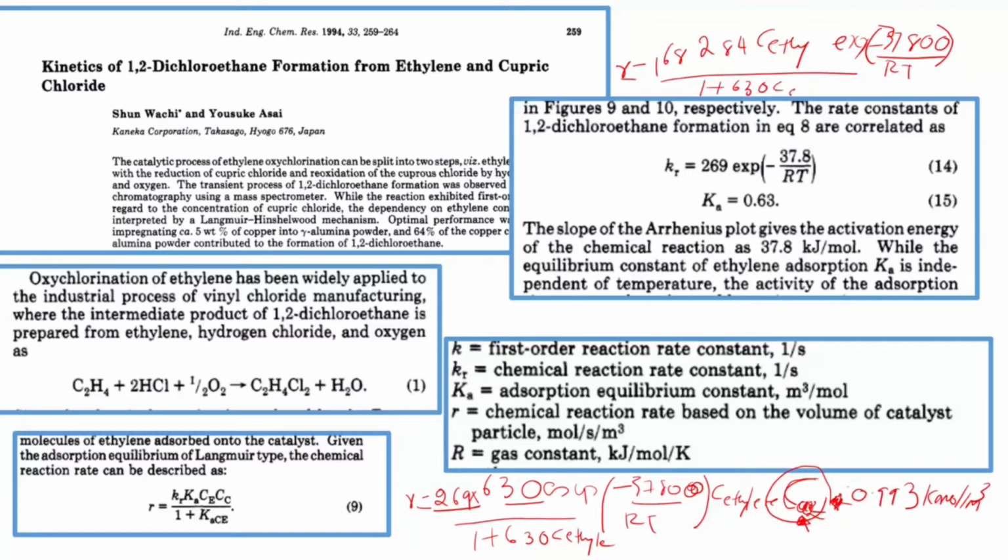630 ethylene, and then I think that's correct. Concentration of ethylene. So this is the rate expression that we need to add in the Aspen HYSYS. So let's try to add. So this is your K value, concentration of ethylene, exponential of 37800 by RT.